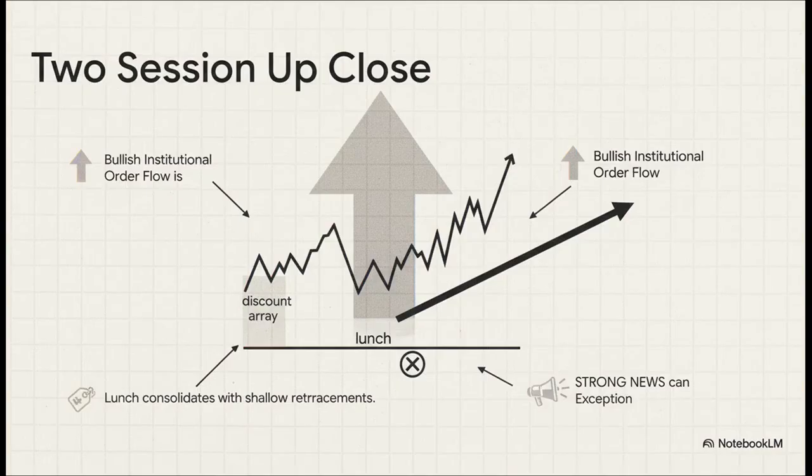So what's happening under the hood on a day like this? Well, first off, the big picture, the institutional order flow on the daily and 4-hour has to be bullish. That's non-negotiable. Then the AM session usually pulls back into what ICT calls a discount array. All that means is it's pulling back to a level that institutions see as a bargain, a cheap price to buy, and that's where the rally kicks off. After lunch, which is usually just consolidation, the PM session will often take a quick dip to grab the sell stops sitting below the lunch lows, and then it's off to the races again, rallying into the close.